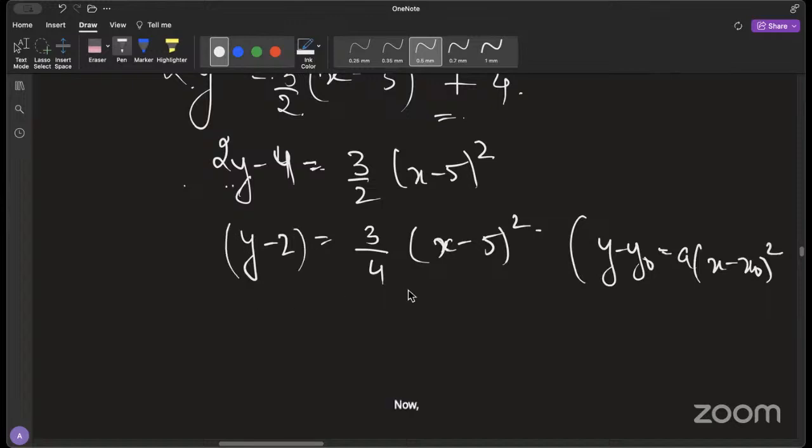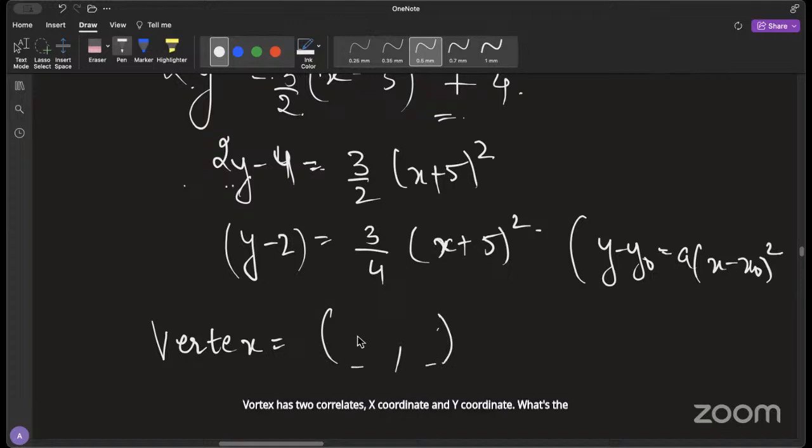Now, what's the vertex of this quadratic function? Let's take plus here, so it's y minus 2 equals 3 by 4 (x plus 5) squared. Vertex has two coordinates, x coordinate and y coordinate. What's the x coordinate? Minus 5.